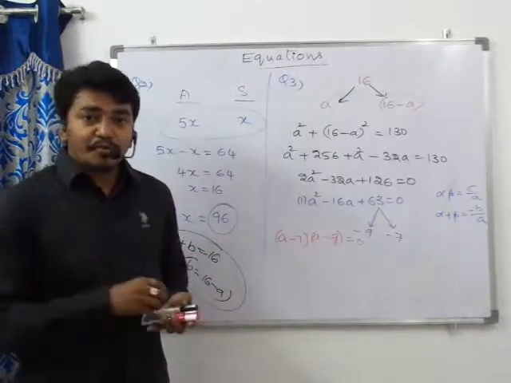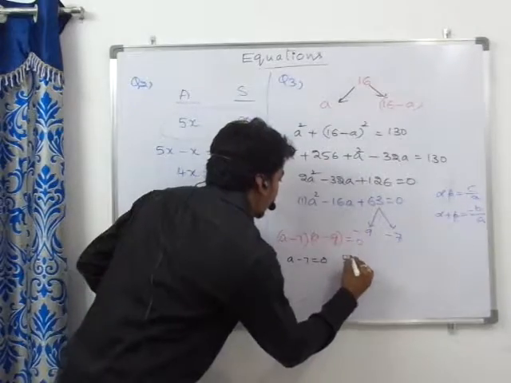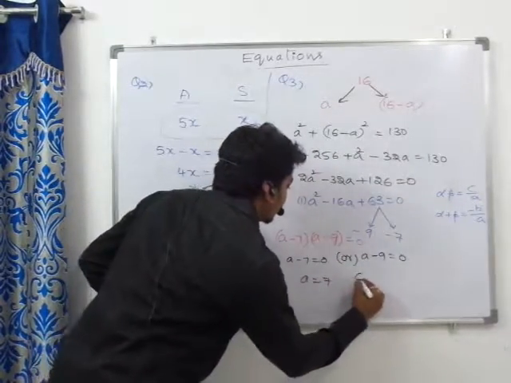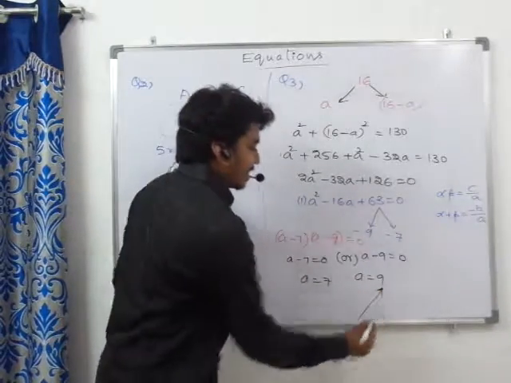So when the product of two values is 0, either the first number can be 0 or the second number can be equal to 0. So here A equal to 7, here A equal to 9. So what is the largest number, guys? The largest number is 9.